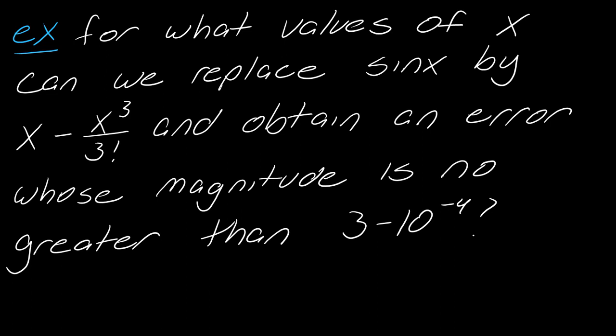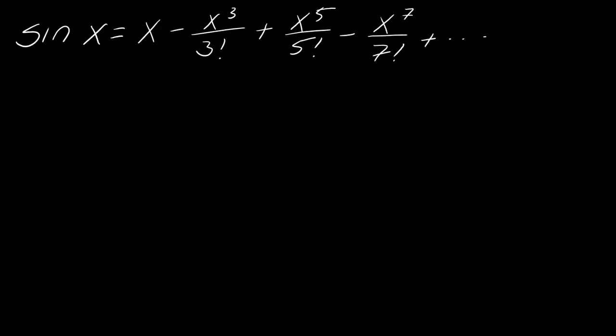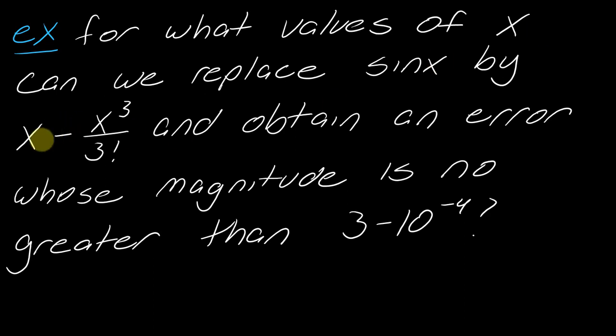Okay, so now this is talking about what values of x will ensure that we get a particular magnitude of an error. So first of all, let's just look at the Taylor series expansion of sine of x, which is as shown. So up to this point, up to this pink line, this x minus x to the third over 3 factorial, this is where I want to cut off this question, right? Because it says, can we replace sine of x by x minus x to the third over 3 factorial? So I want to replace sine of x by this and obtain an error whose magnitude is no greater than this.